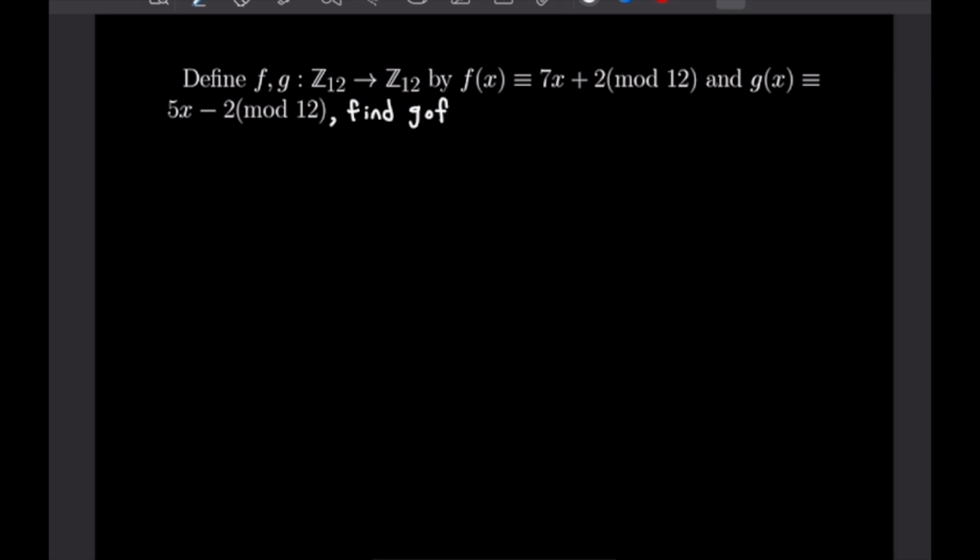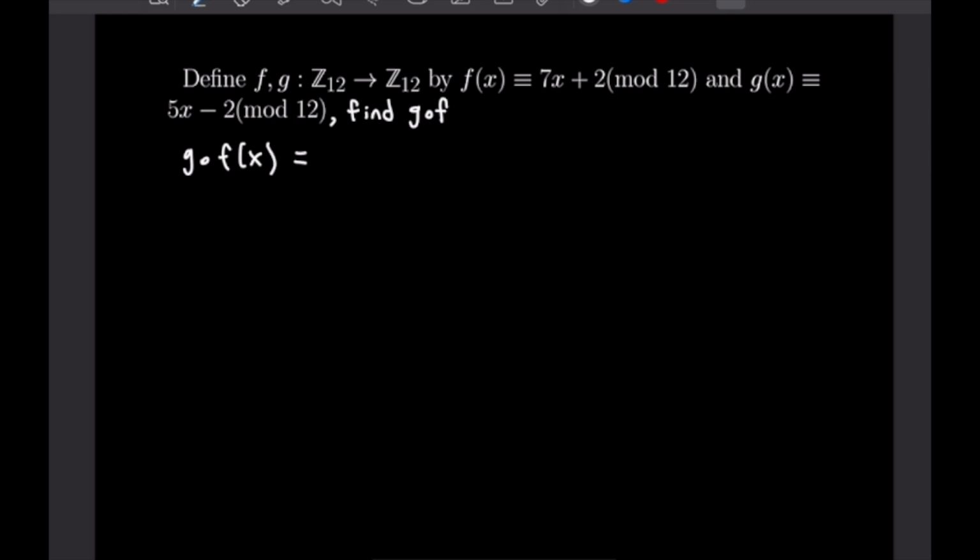We're going to define two functions f and g, which go from Z12 to Z12, and they're given by f of x is congruent to 7x plus 2 mod 12, and g of x is congruent to 5x minus 2 mod 12. And we want to find g composed with f. Now, like I said, we're just going to be using the definition of composition here. So we want to find g of f of x.